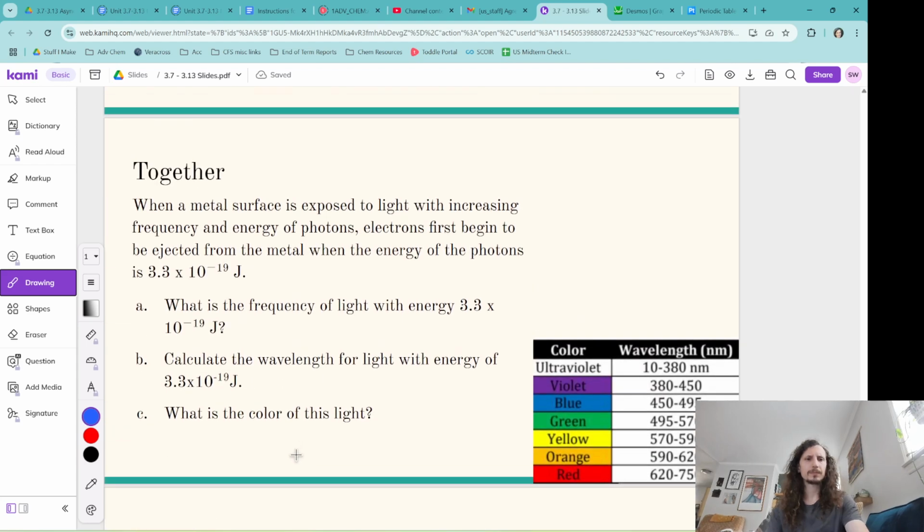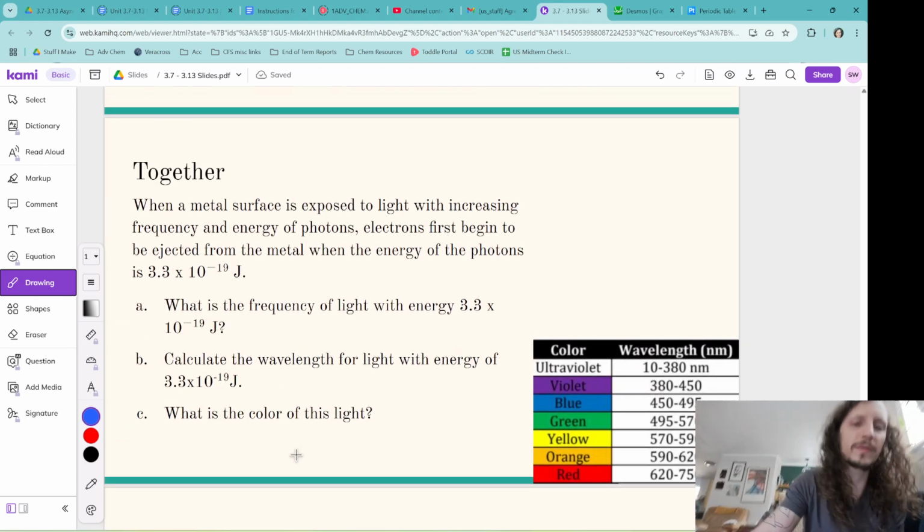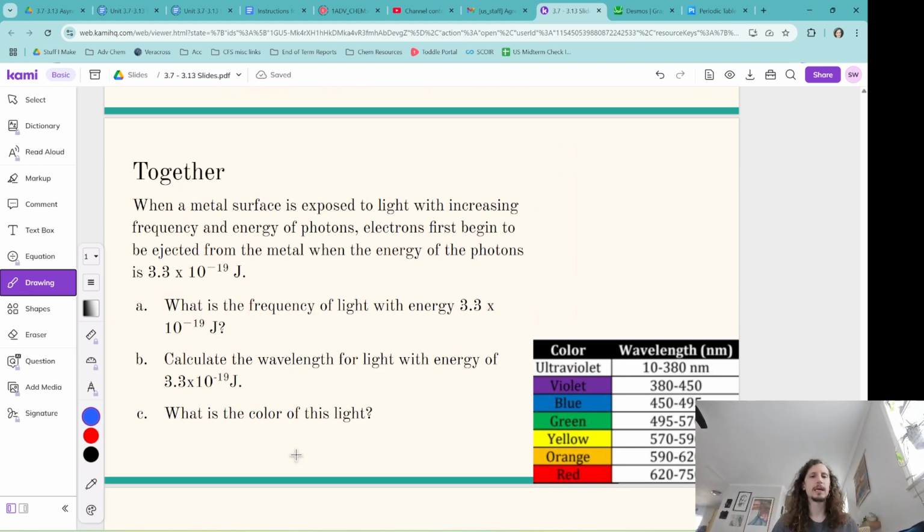Okay. So we're given a metal surface. It's exposed to light. We first see electrons being ejected when energy meets 3.3 times 10 to the negative 19 joules. So this right here, that is our binding energy. Great. First question is, what is the frequency of light with that energy?